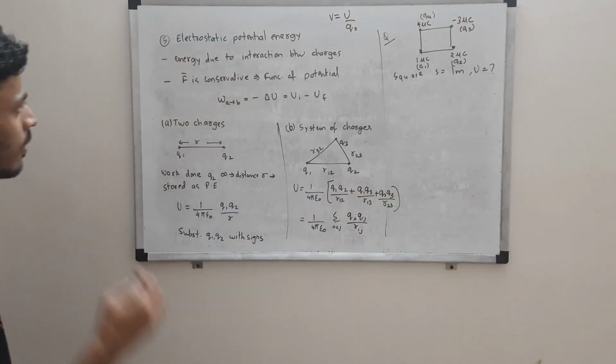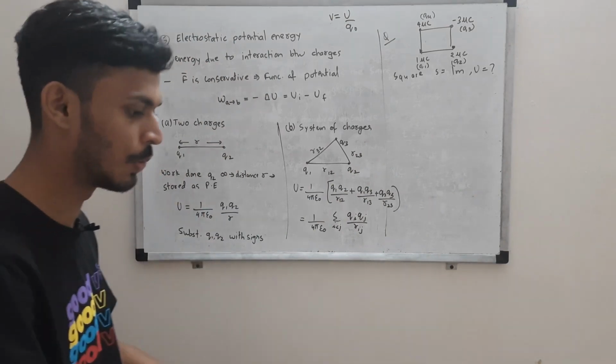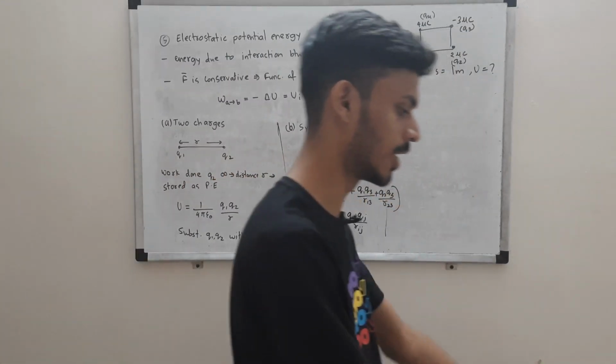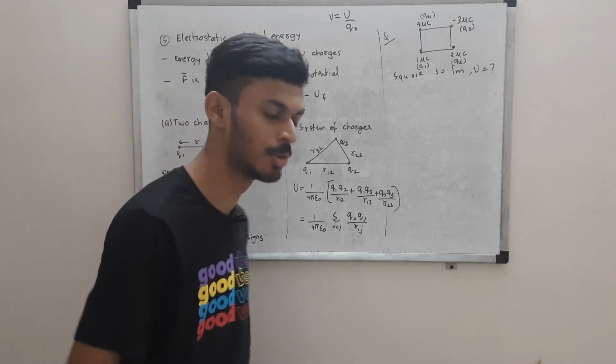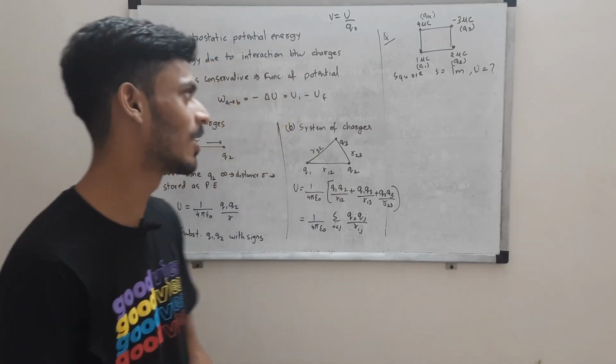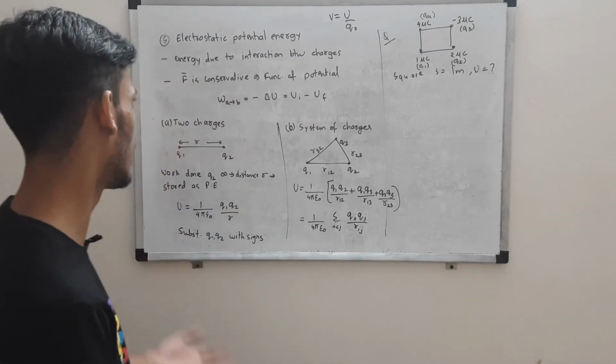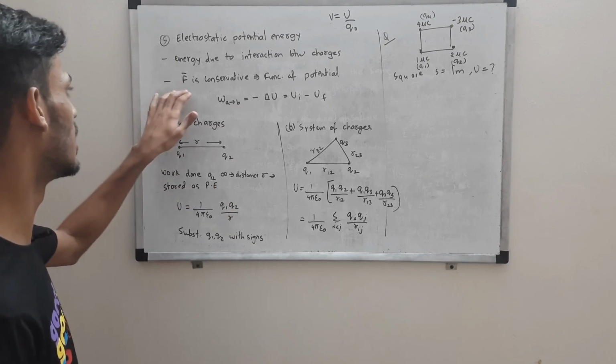Okay, but here we'll look at it in a different light. We'll see it as an energy which arises due to the interaction between two charges. So you should have at least two charges for potential energy to exist. The energy due to the interaction between two charges is going to be the potential energy.